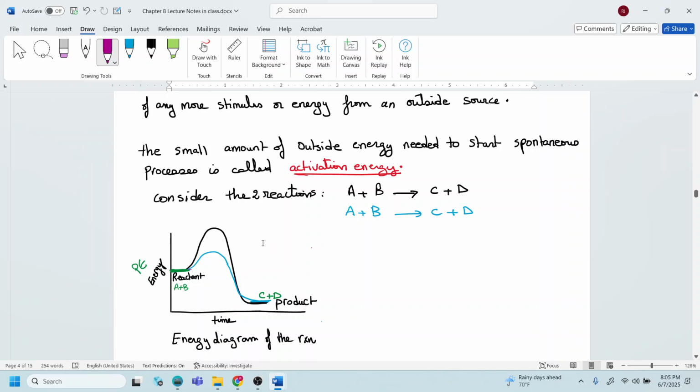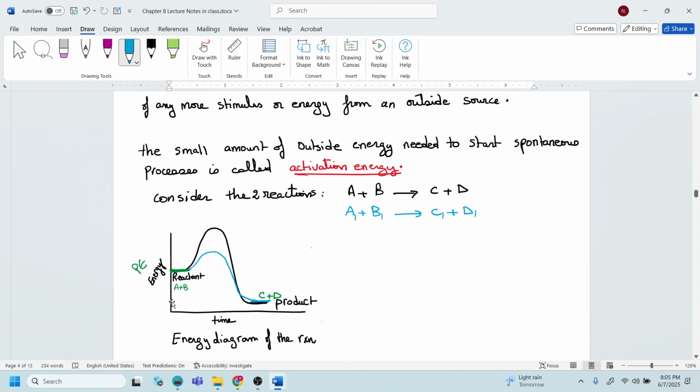Let's have an example. Let's consider these two reactions. A plus B gives C plus D. And another reaction, I should have labeled this A1 plus B1 gives C1 plus D1. These are two different reactions. So let's do A1 plus B1 gives C1 plus D1 in there, okay?